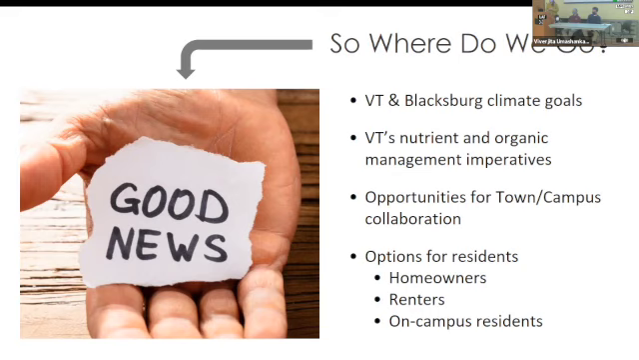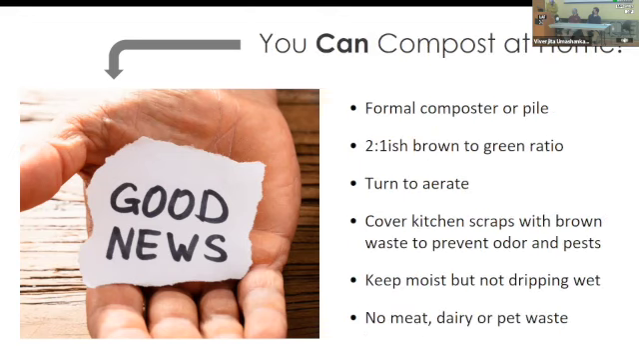So I think that going forward, I would be surprised if in the next 10 years we don't have some sort of a facility that will start to meet both of our needs. So with that, let's talk about some options for residents. And I break that down into 3 broad categories: folks who own their own home and land, renters, and then folks who are living on campus.